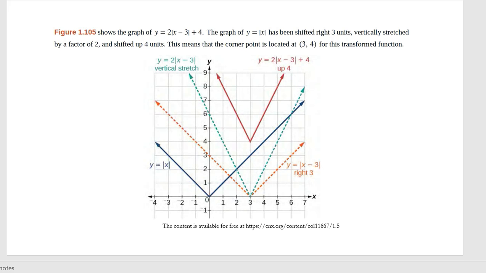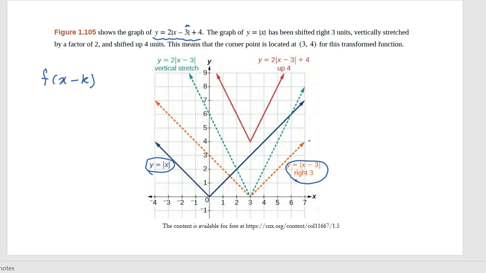Now we want to graph this one. y is equal to 2 absolute value of x minus 3 plus 4. So here is absolute value of x. Absolute value of x minus 3, remember if x minus k, k is 3, is positive, so we just shift this graph 3 units to our right.